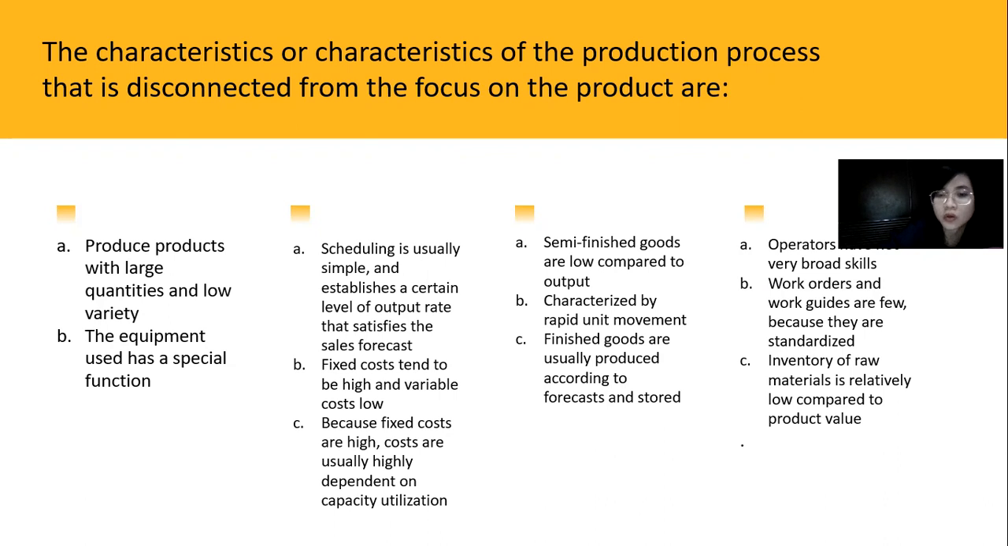Semi-finished goods are low compared to output. Characterized by rapid unit movement, finished goods are usually produced according to forecast and stored. Operators do not need a very broad skill scale. Work orders and work guides are few because they are standardized. And the last, inventory of raw materials is relatively low compared to product value.